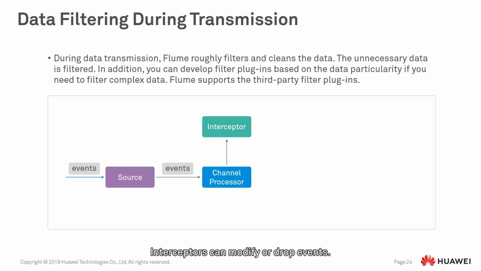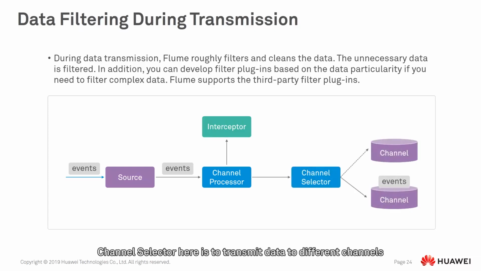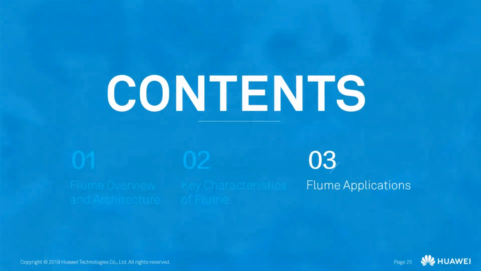Interceptors can modify or drop events. If an interceptor needs to drop events, it just does not return that event in the list that it returns. If it needs to drop all events, then it simply returns an empty list. The channel selector here is to transmit data to different channels based on events, which provides the routing function.